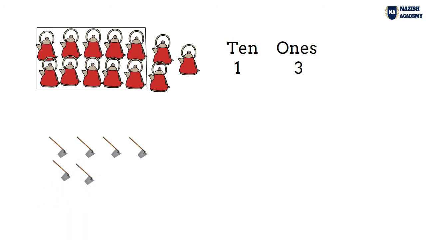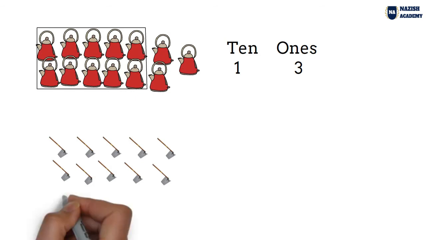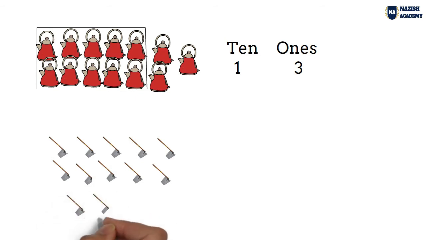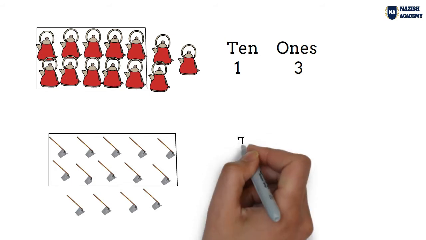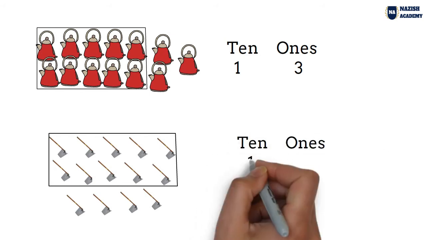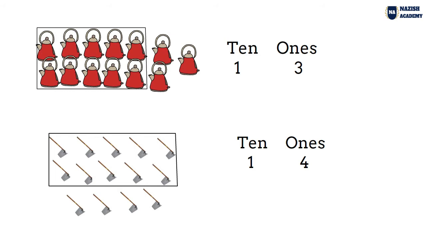1, 2, 3, 4, 5, 6, 7, 8, 9, 10, 11, 12, 13, 14. 14 spades are there. We have to make a group of 10 spades. These are 10 spades. 10 and ones. 1 is at the place of 10 and 4 is at the place of ones. It's 14.